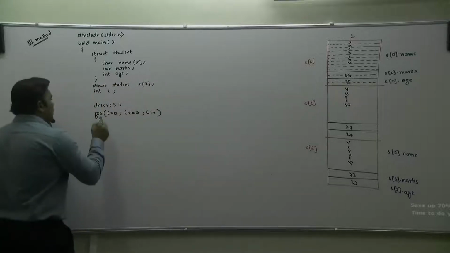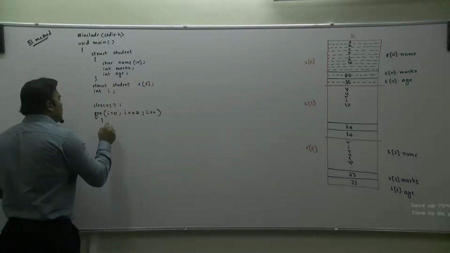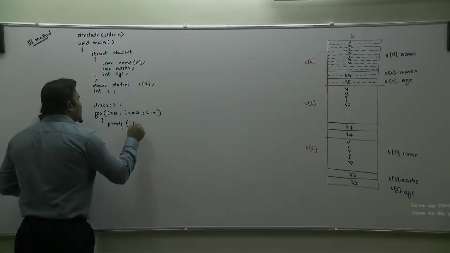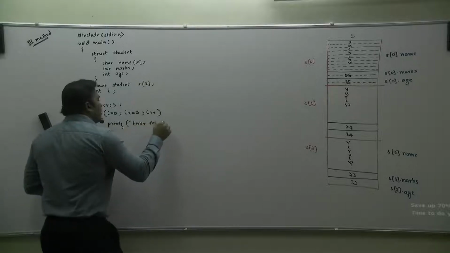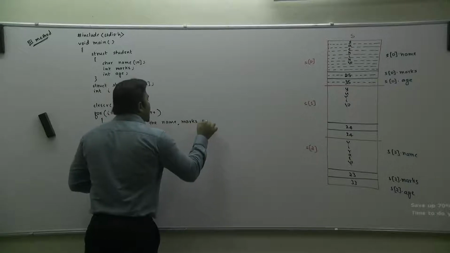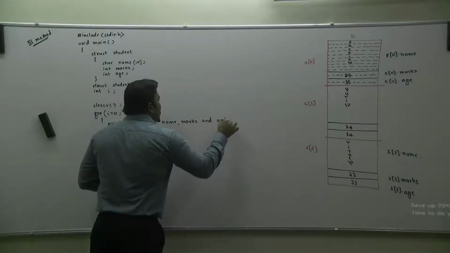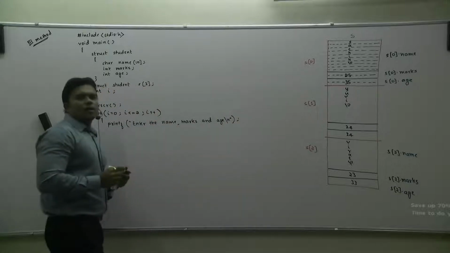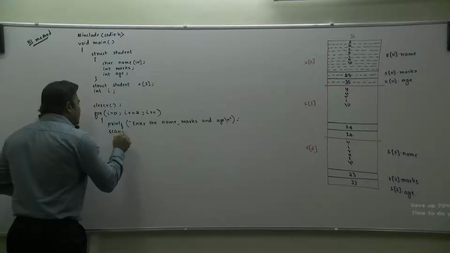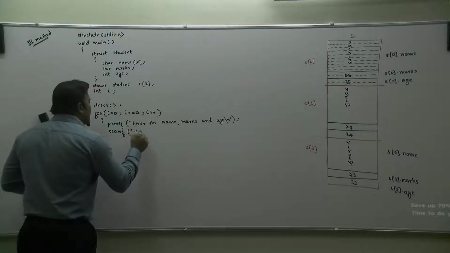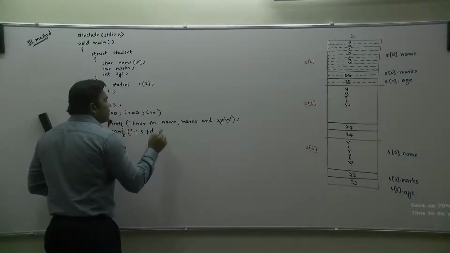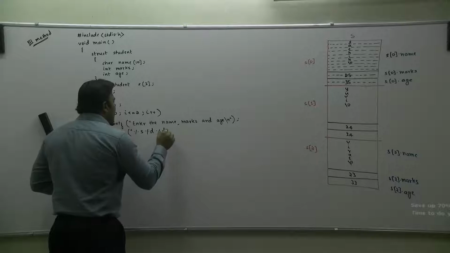Oh, correct, sir. What will you do, sir, you may ask. Each time I am going to ask the programmer, programmer, enter the name, marks, and age. Like this I will ask the programmer. Whatever the programmer is going to enter, I will scan it. Collect the name as %s. Collect the marks as %d. Collect the age as %d.